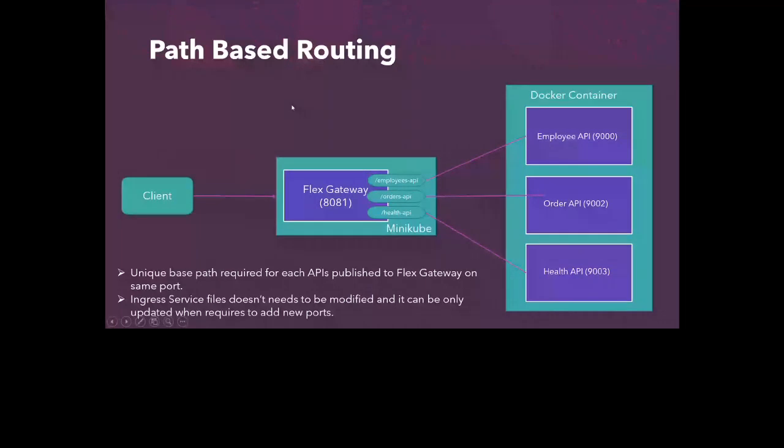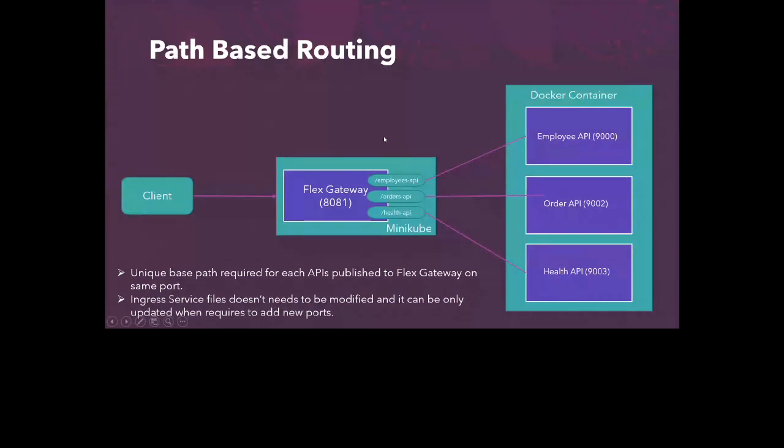I don't have to open multiple ports. If I'm deploying 1000 APIs on my Flex Gateway, I don't have to open 1000 ports. I may open just 10 ports, and on each port I can deploy 100 APIs, basically. The only thing is that the path must be unique for all the APIs. If you're deploying a fourth API, you cannot give the same base path. You will require a different base path. It must be unique on that particular Flex Gateway.